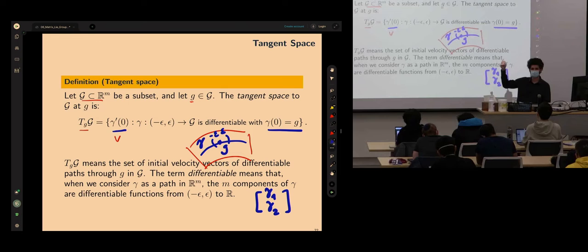Why don't we just talk about velocities in the Euclidean space? Well, because we want to work with rotation as well. Rotation is not a flat space.